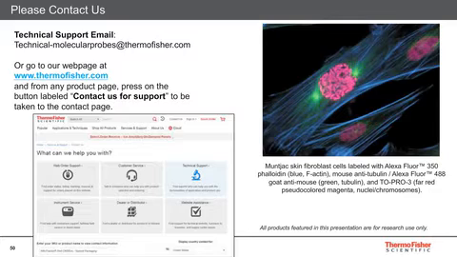And our first question is, in what way do the EVOS microscopes differ from traditional microscopes?